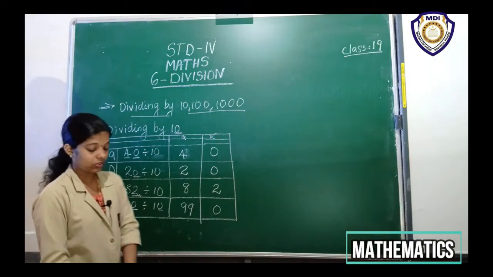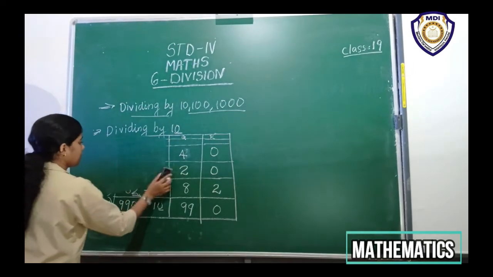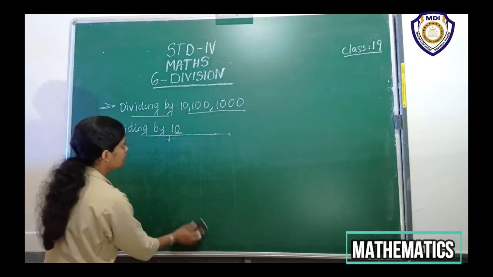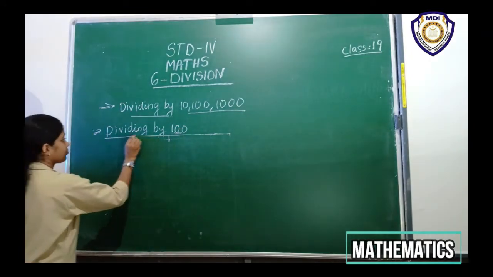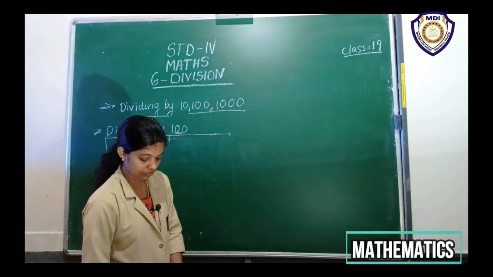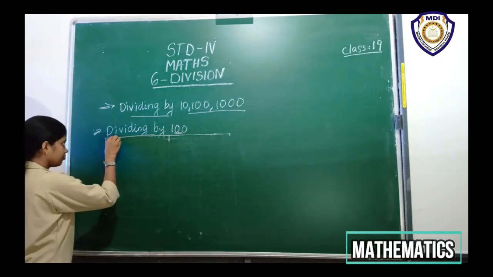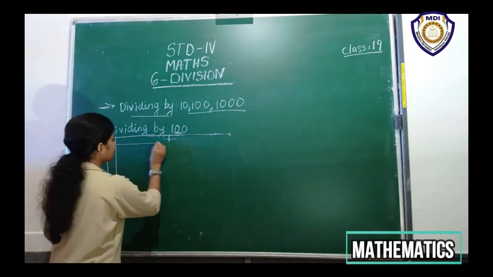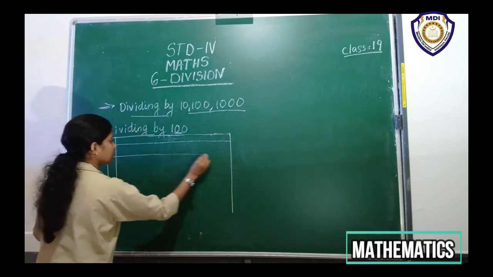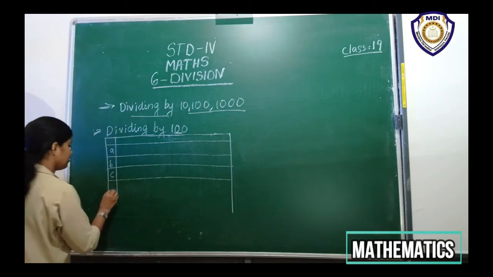Did you finish? Then dividing by 100. Example A, B, C and D.